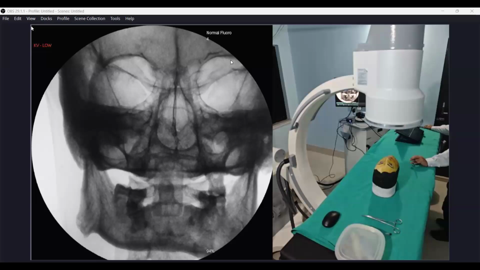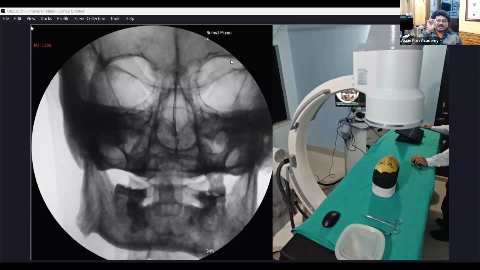Sir, for RF lesion, if we do it at three different temperatures, do we change the position of the probe slightly? Yes, we rotate the probe slightly. If two divisions are involved, for example, first we are doing V3 and then we are thinking of V2, we also ask the patient while stimulating whether at the area of your pain you are getting paresthesia or not.